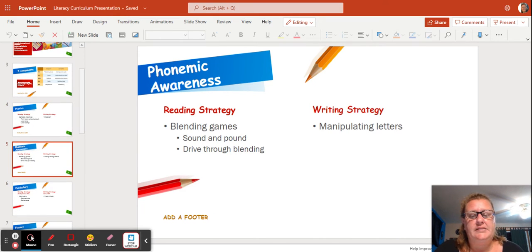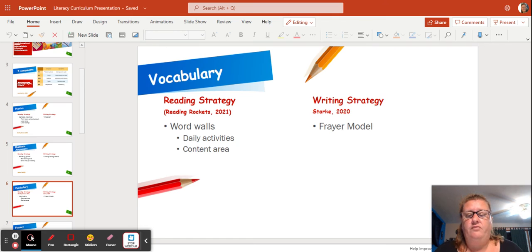Phonemic awareness, blending games, rhyming games. How many sounds does chip have? Ch, i, p. It has 3. What rhymes with chip but starts with sh? Ship. Writing strategies, being able to manipulate the letters in the words that we have, give them a rhyme and have them change the onset, and then practice reading the different words that they can make.